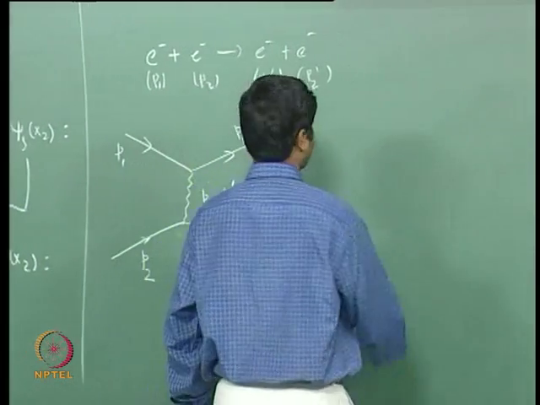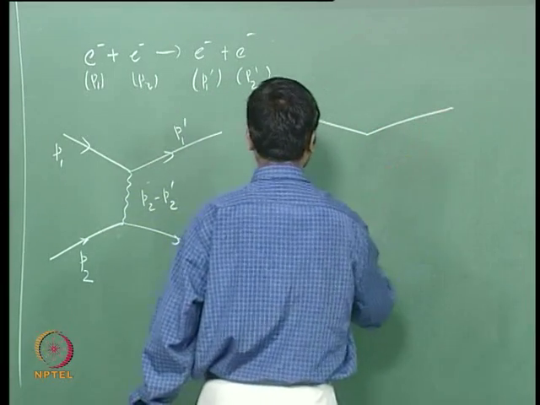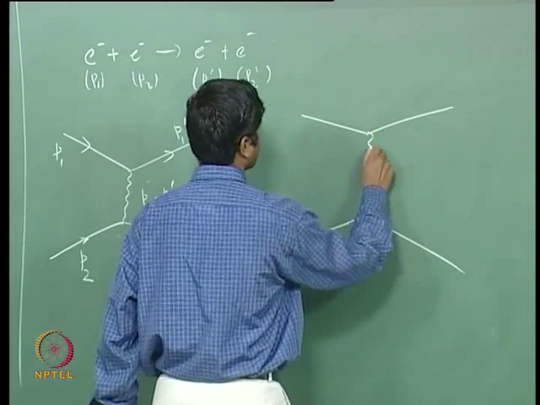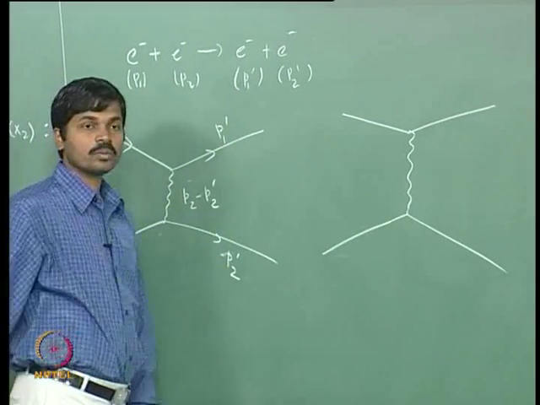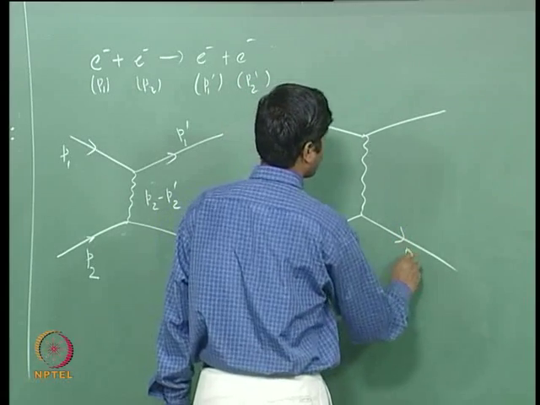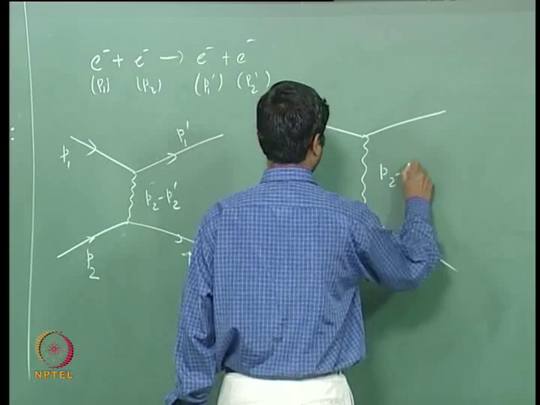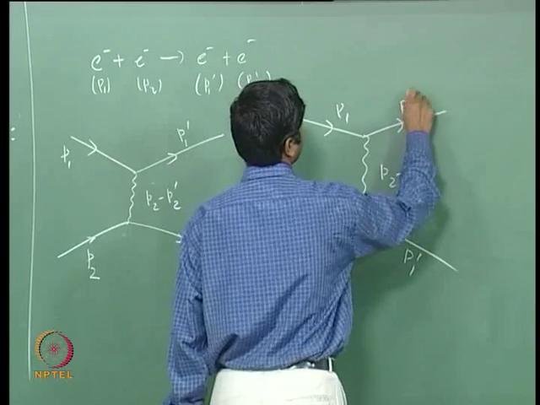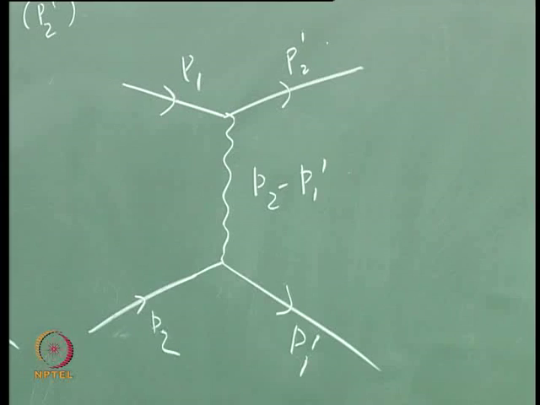The other diagram which gives a non-zero contribution to this physical process is again the same, except that the p1' and p2' are interchanged. So, you have p2 minus p1', and p1 to p2'. So, how will you write the amplitude for these two processes?